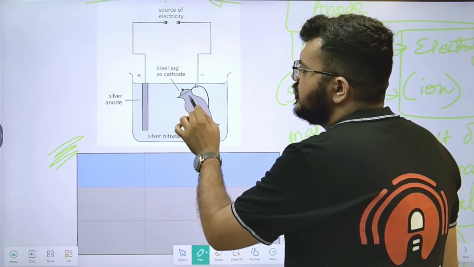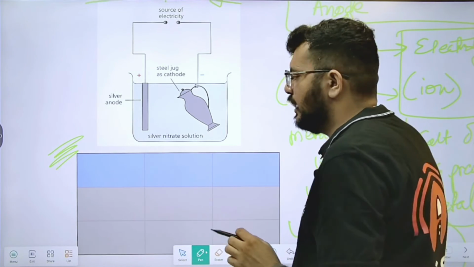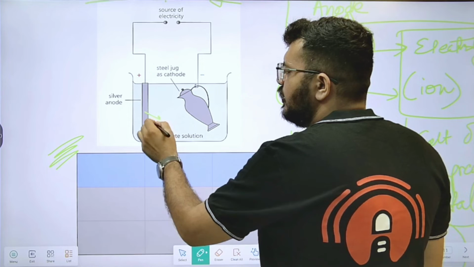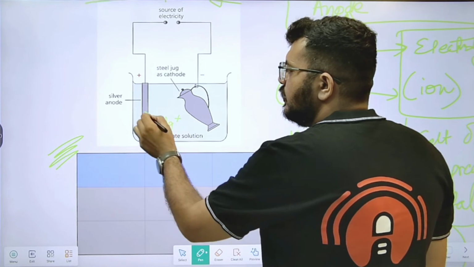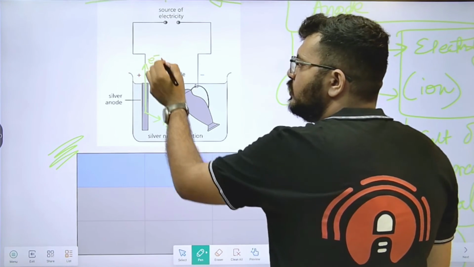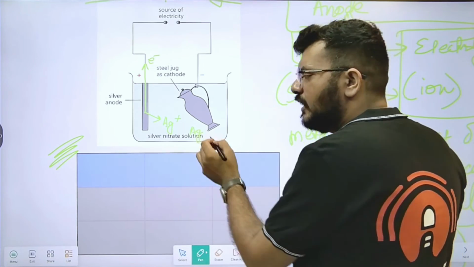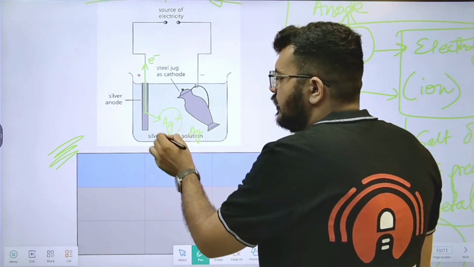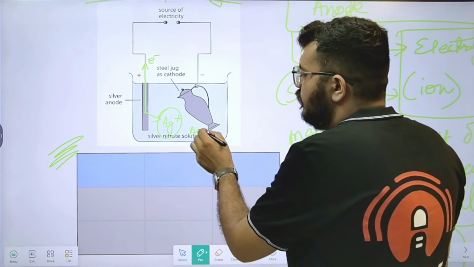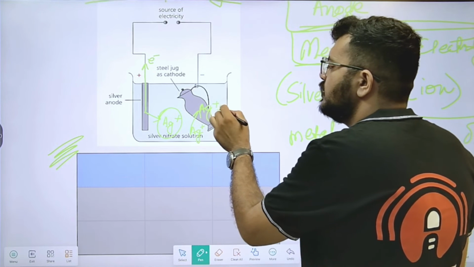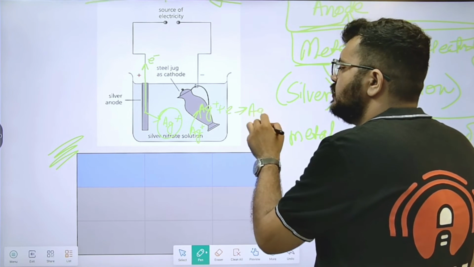On the cathode, you will see silver depositing slowly, right? Silver solid depositing. What will happen? One silver will become Ag plus and it will lose an electron towards this direction. A silver ion from the silver nitrate solution, or the one that is from the anode, will go and stick to the cathode to form Ag plus electron gives Ag, right?